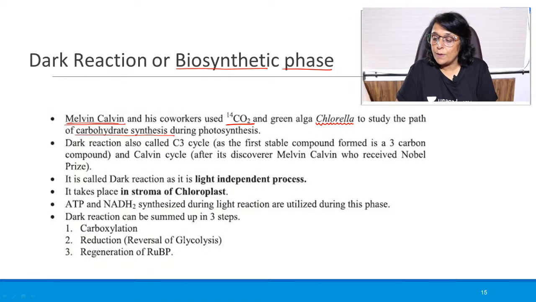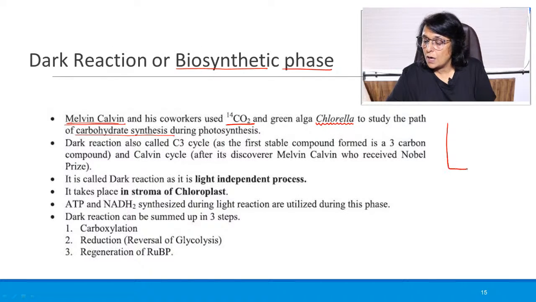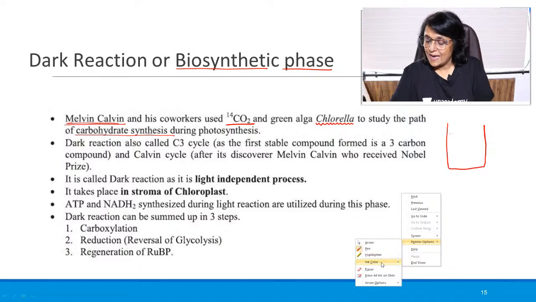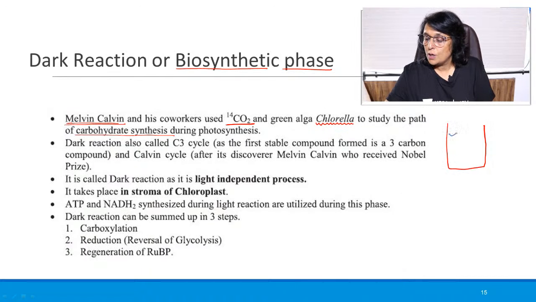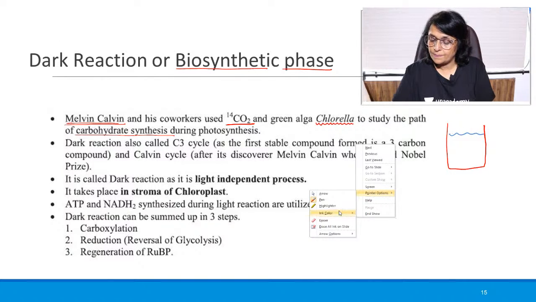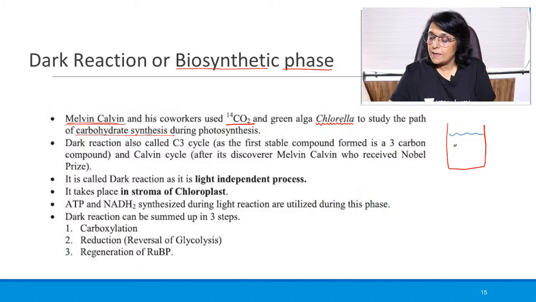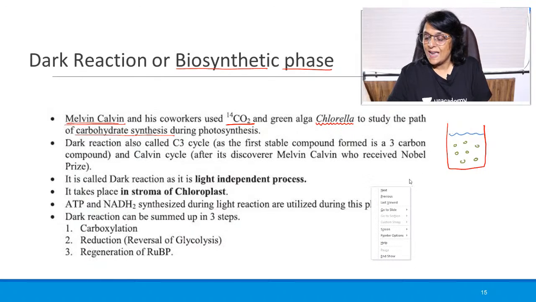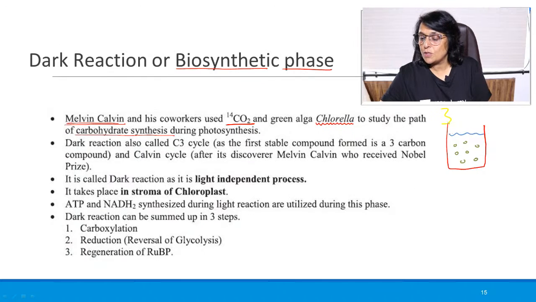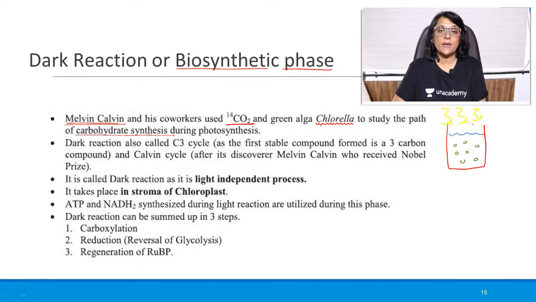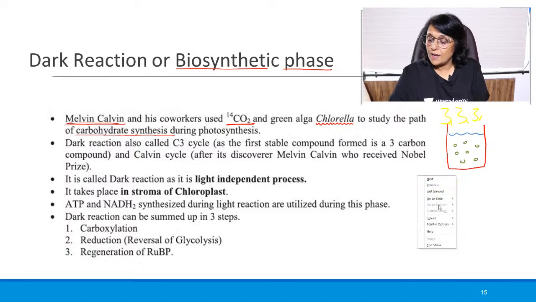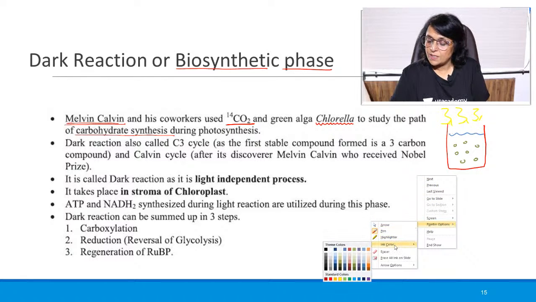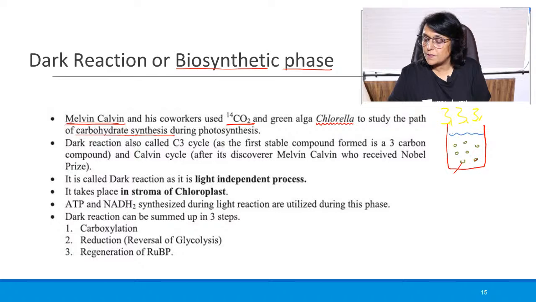What was done by Calvin? Calvin took a beaker. In the beaker there was water which was placed, and in this water was the green alga chlorella. So chlorella, green alga, that means it is going to perform photosynthesis, and this setup was exposed to sunlight. So there was sunlight which was falling on this complete setup. Because this chlorella is a green alga, it must have started performing photosynthesis.